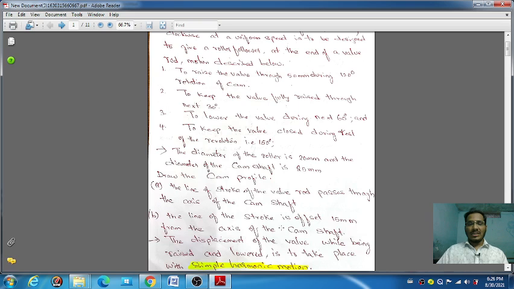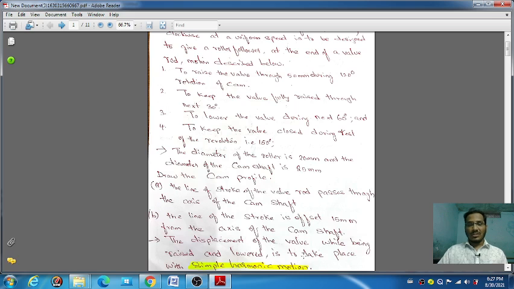The next thing given in the question: the diameter of the roller is 20 mm and the diameter of the camshaft is 25 mm. You have to remember that whatever details are given in the question, you have to write in the given data while solving the problem.